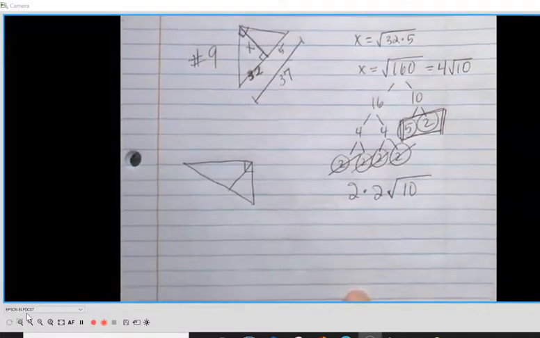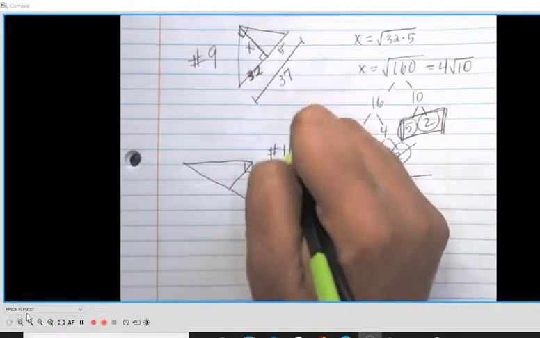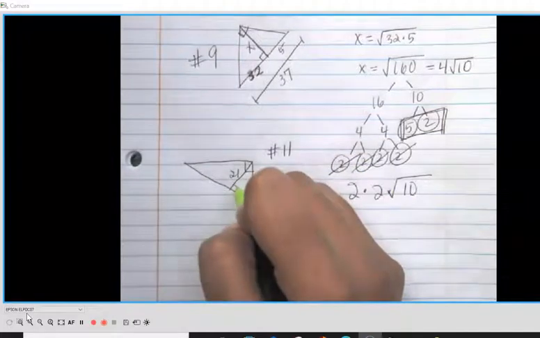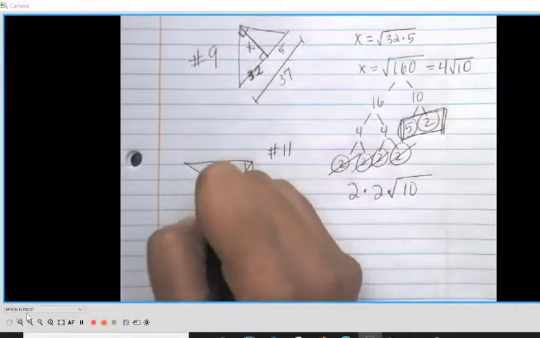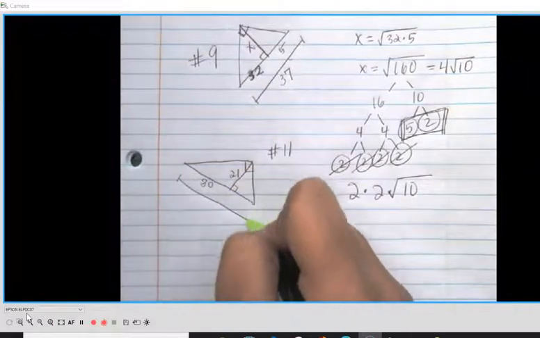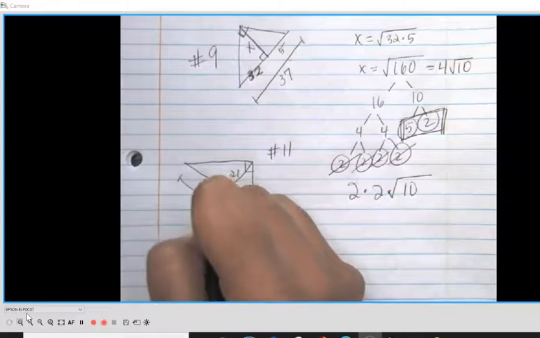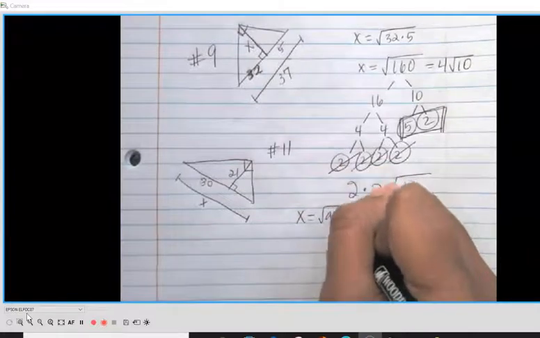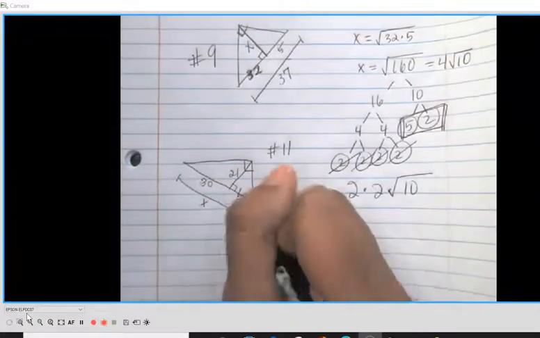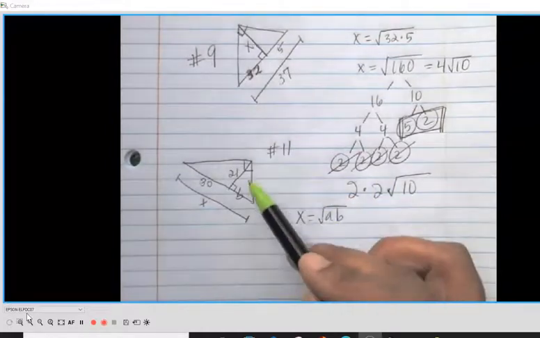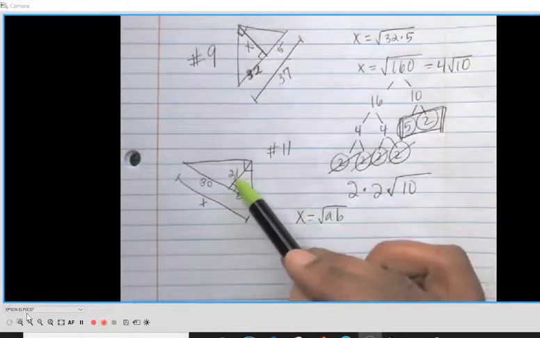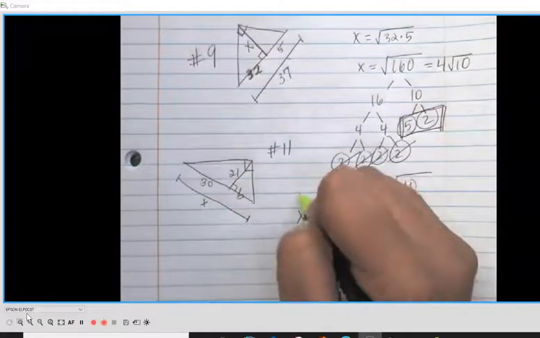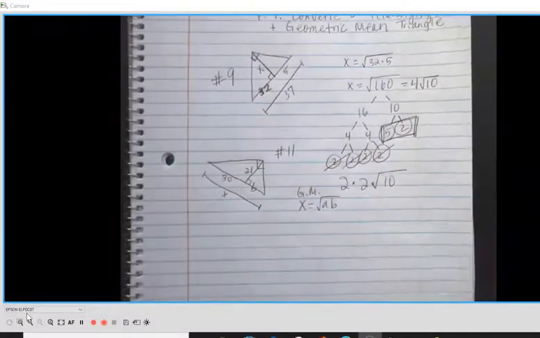All right, let's do number 11. This one, they gave you an altitude of 21. The right angle was right here. They told you this piece was 30. And then you had this piece here that they wanted for x. So again, the setup is still x equals the root of a times b. And I'm going to go ahead and call this piece b. Now notice that they gave us the altitude, so I'm going to plug in 21 for that x, even though, yes, I'm looking for this x, guys, okay? But just to stay true to the geometric mean formula, that's what I'm going to do.